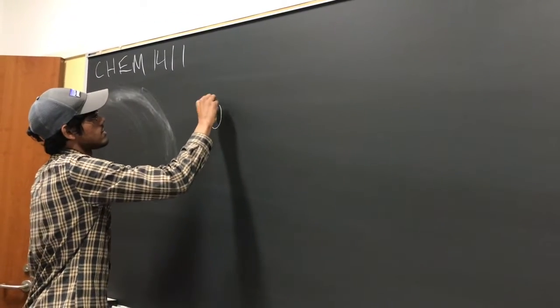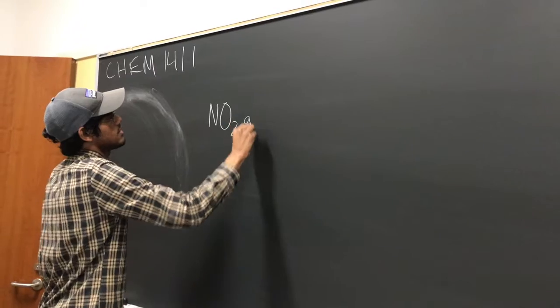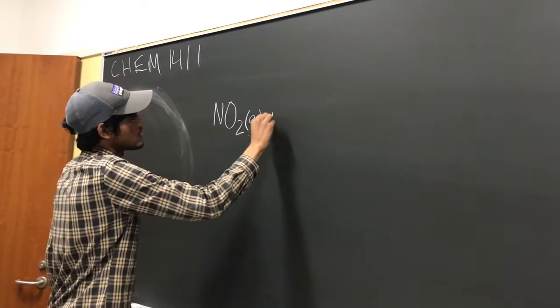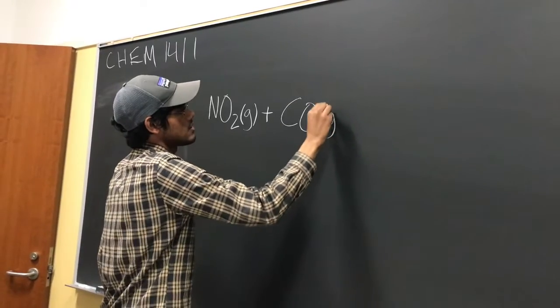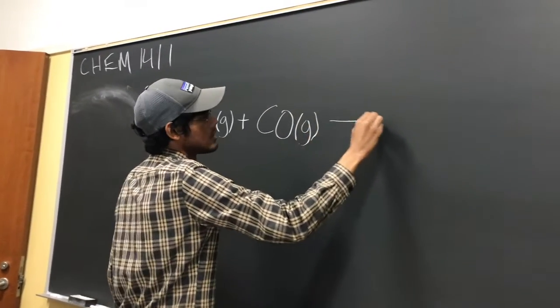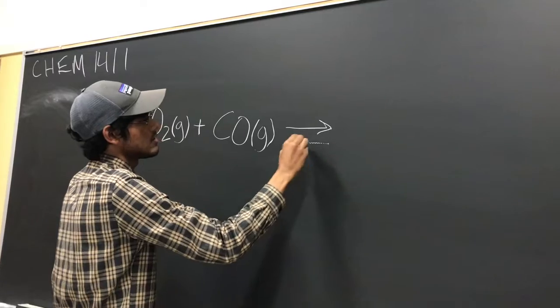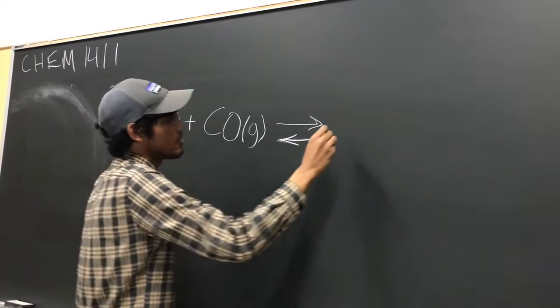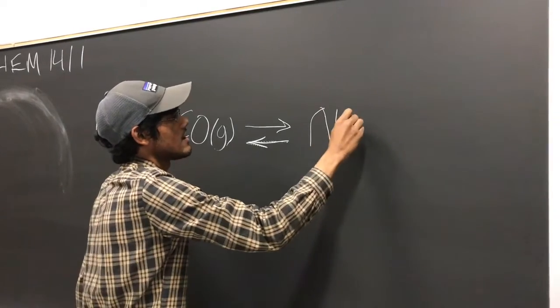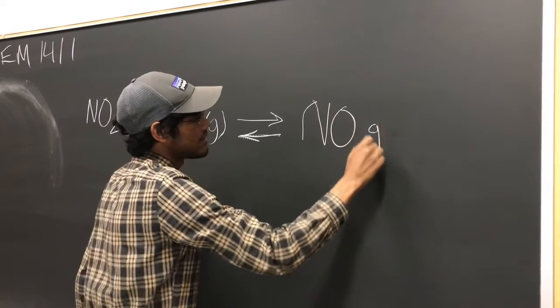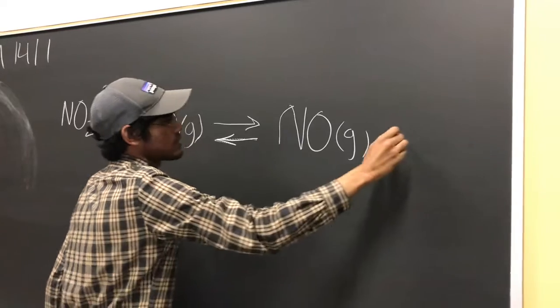So we're going to have nitrogen dioxide reacting with carbon monoxide to form nitrogen oxide plus carbon dioxide.